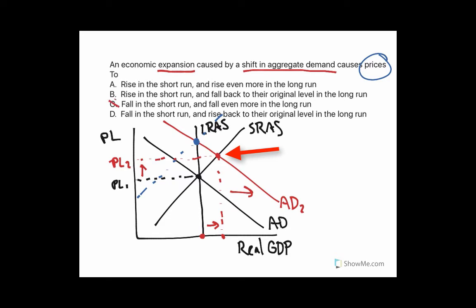So we can get rid of choices C and D. And then finally we have the shift back to the long run when wages are able to adjust upward. We'll call that price level 3, and it's even higher than price level 2. So if you look at choice A, it says prices rise even more in the long run. So choice A is correct.